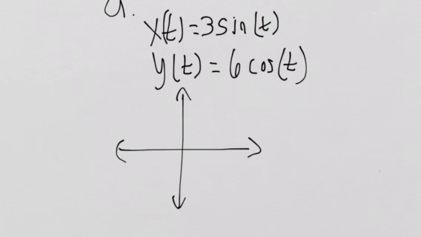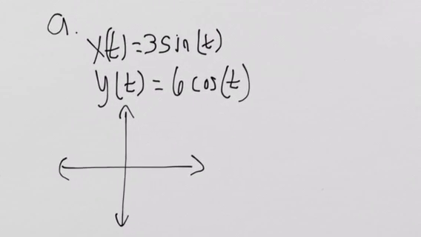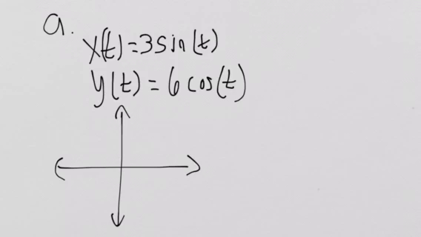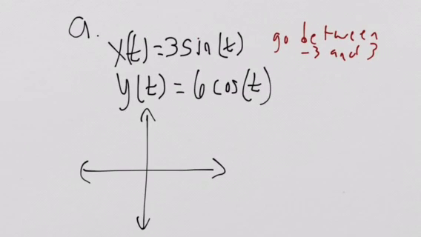And what do we know about 3 sine t? Well, it's cyclical, and it's going to go between -3 and 3, because we see that the amplitude of this sine function is 3. So our x value then is going to go between -3 and 3. We can just label those two values, -3 and 3.